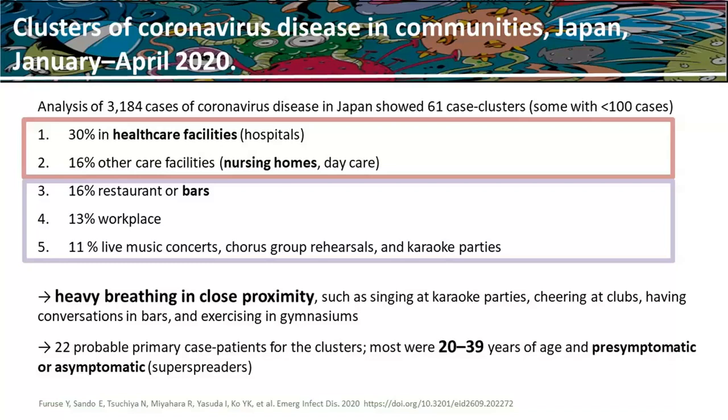It's also known that in churches the virus spread very fast, but also in gyms. And what all of them have in common is heavy breathing in close proximity. And what I think is also very important in this Japanese paper is that 20 to 39 years olds were more pre-symptomatic or asymptomatic. They were super spreaders and they didn't have any symptoms. So they spread the virus, but they had no symptoms. Next slide.